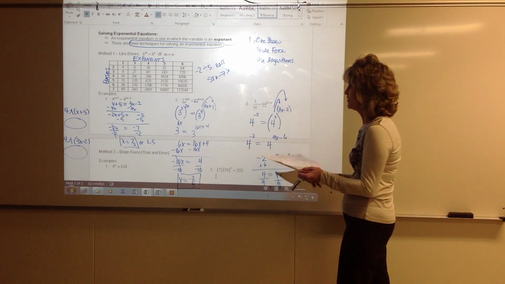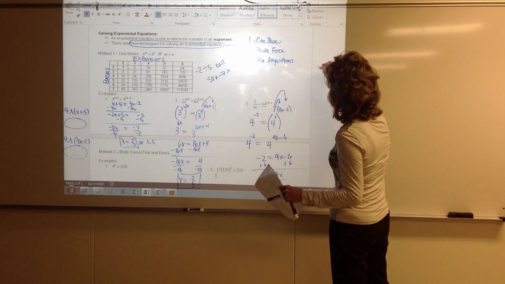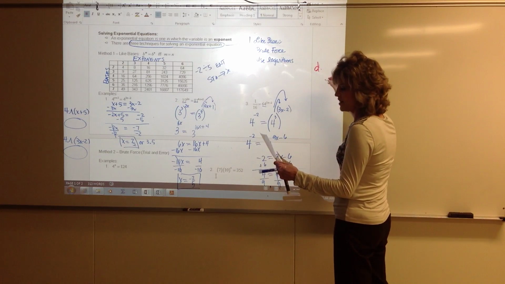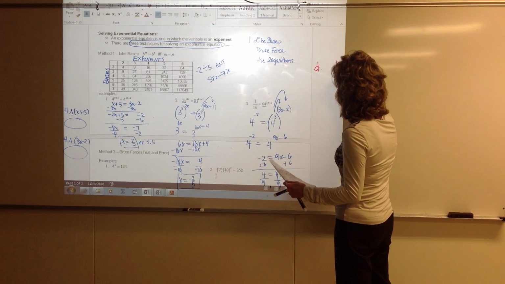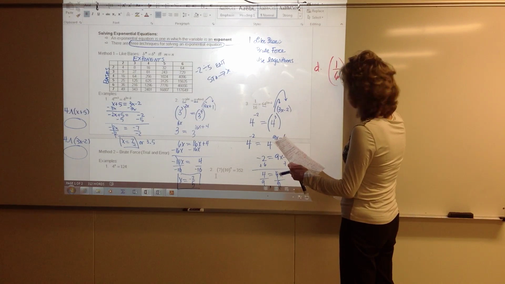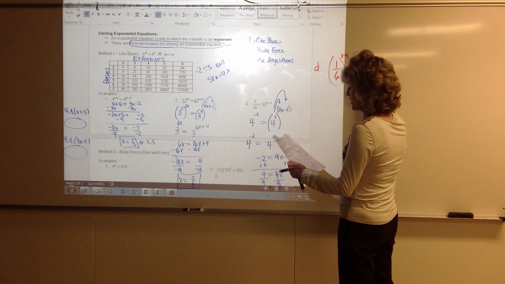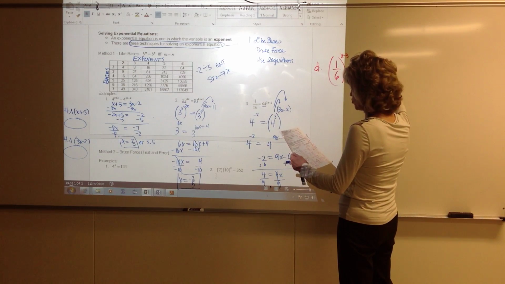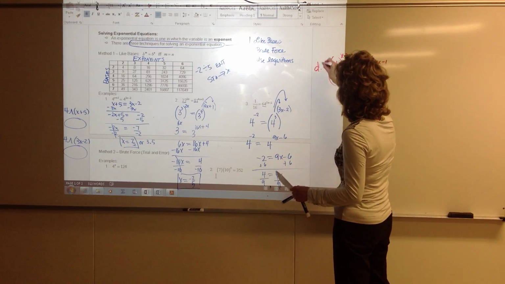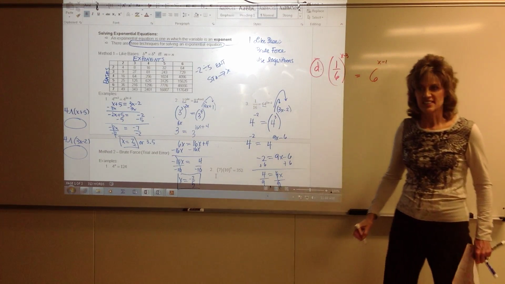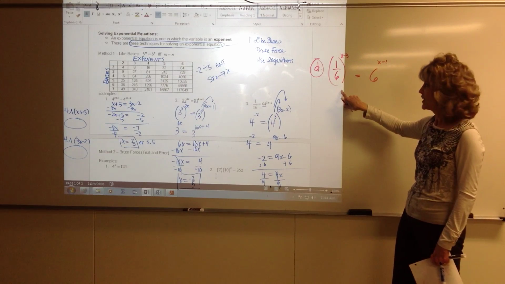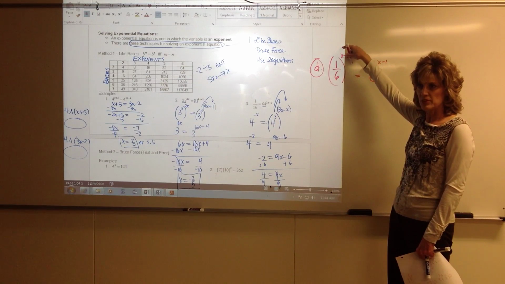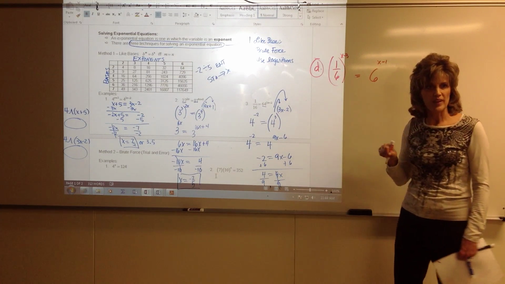Okay. Look at letter D. On letter D, the problem is 1/6 raised to the x minus 3 equals 6 raised to the x minus 1. It's an exponential equation. How do we know? If we look at the exponent, it has a variable in it. We're going to learn 3 ways to solve.